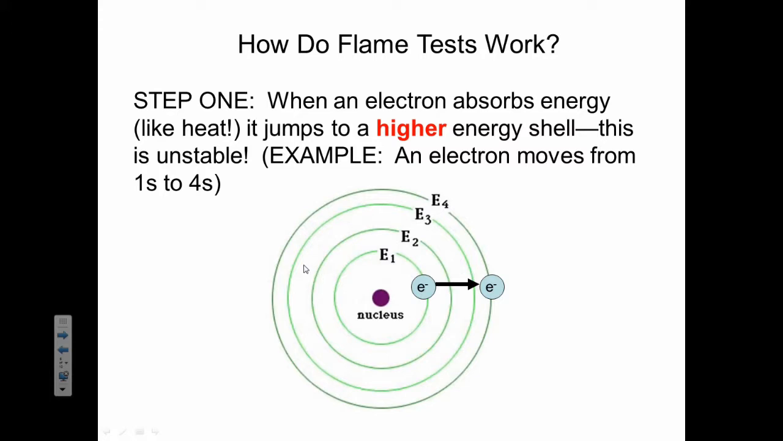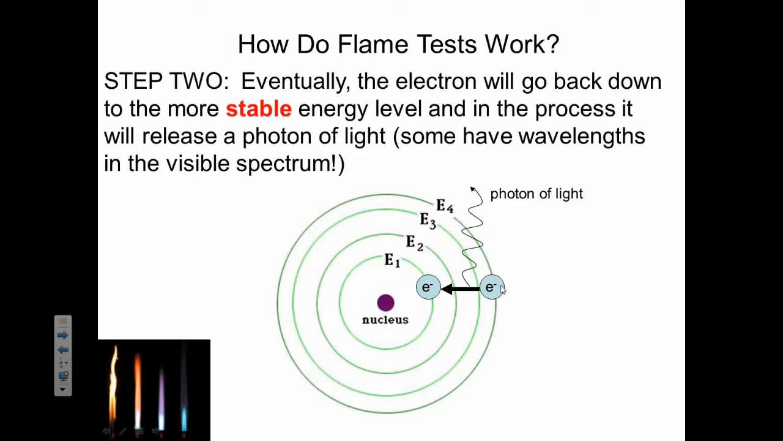So how do the flame tests work? When an electron absorbs energy, it jumps to a higher energy shell, and it's unstable. What goes up must come down. So, for example, an electron might move from a 1s subshell to a 4s subshell. Eventually, when it comes back down to its stable energy level, it releases a photon of light. Depending on if that photon is in the visible spectrum or not, we may or may not see it. If it's in the visible spectrum, it's anywhere from red to violet, and that depends on the wavelength.